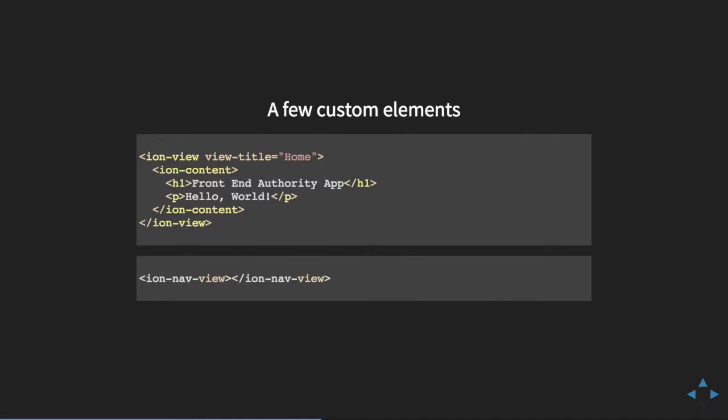And there's a few custom elements. So the first example, that is all the code that you need to make a homepage. It just basically says hello world, right? The second one does a navigation.